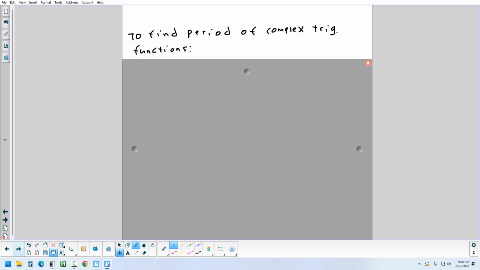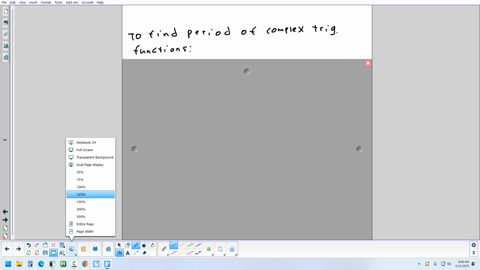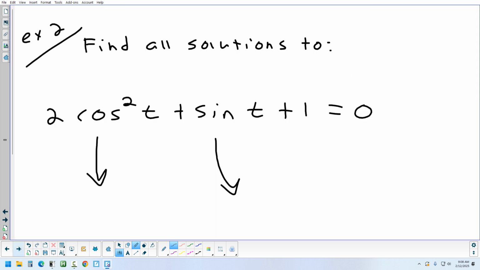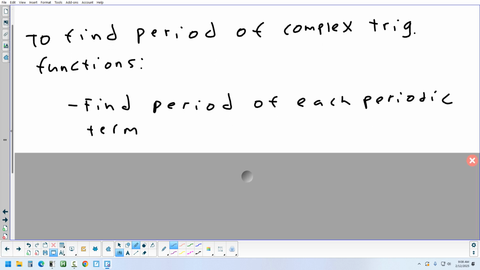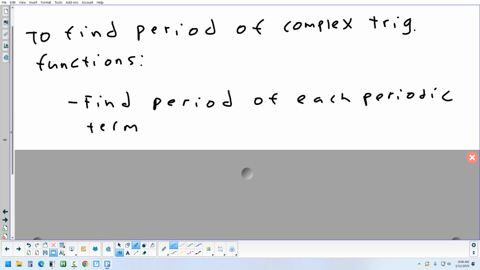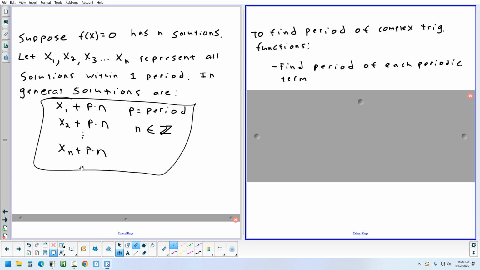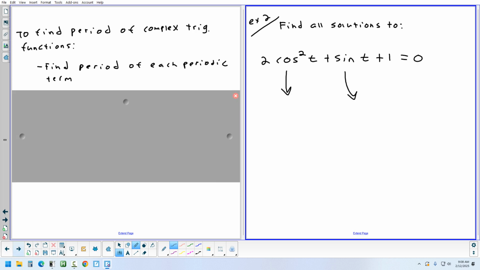All right, so how do you find the period of a trig function that is more complex? Complex could mean you have multiple trig functions on the same side, or it could also mean you have a trig function raised to a power. So we got to kind of look at both of those things. But what we want to do in general is look at each periodic term. So if we go back to that problem I keep going ahead to, how many terms are on the left-hand side of the equal sign there?